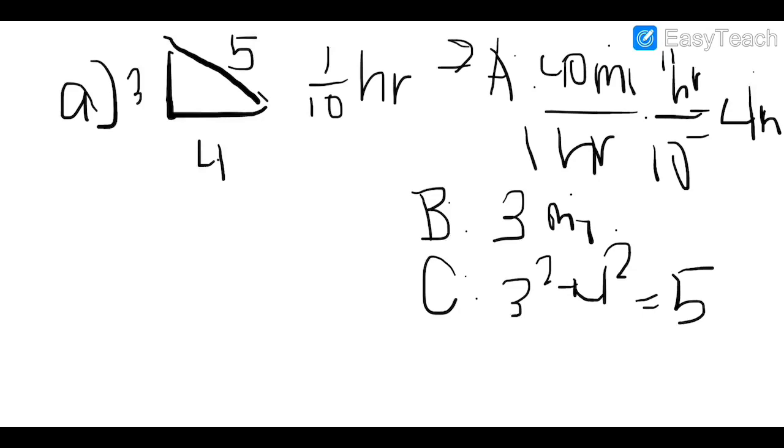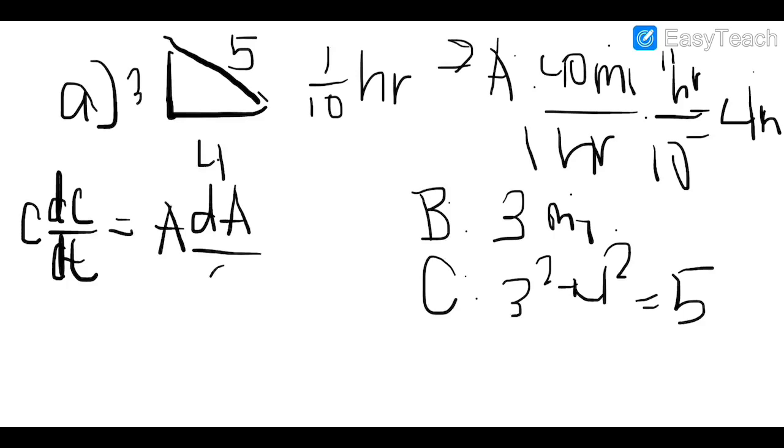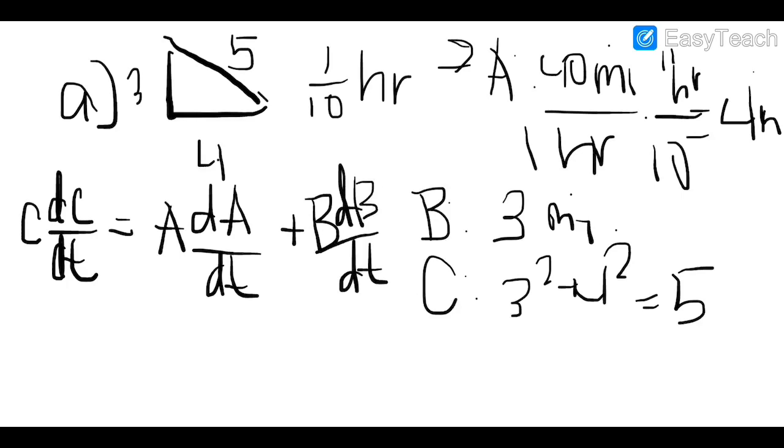So now what we can do is make our equation, which is going to be C dC/dt equals A dA/dt plus B dB/dt. Now, there's all 2's in front of all of these.